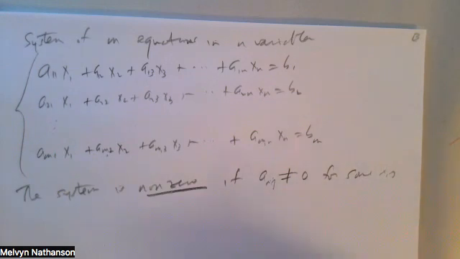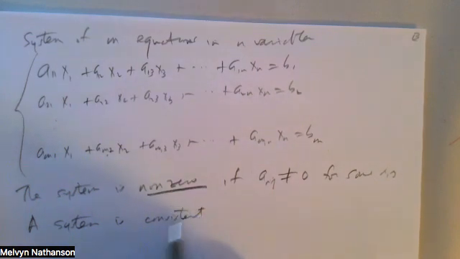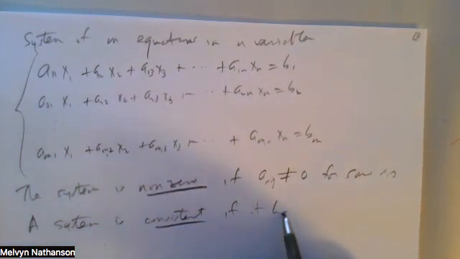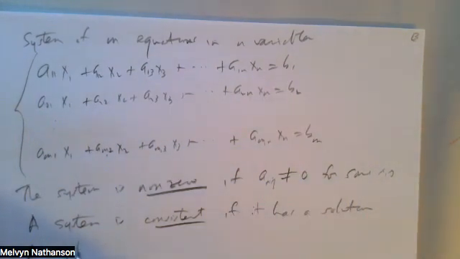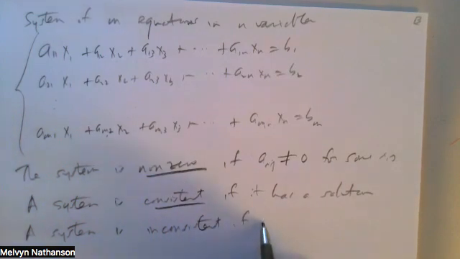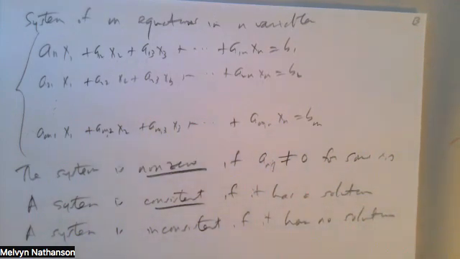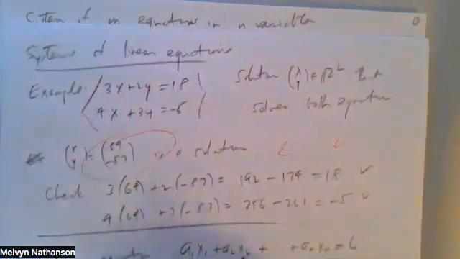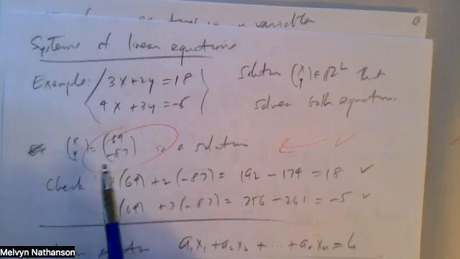Now, a system is consistent if it has a solution. A system is inconsistent if it has no solution. So, for example, the first set of two equations and two unknowns that we looked at is consistent because here's a solution.